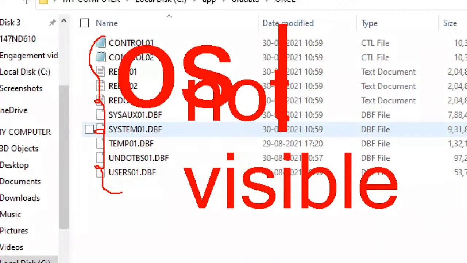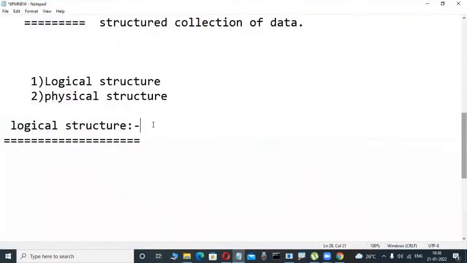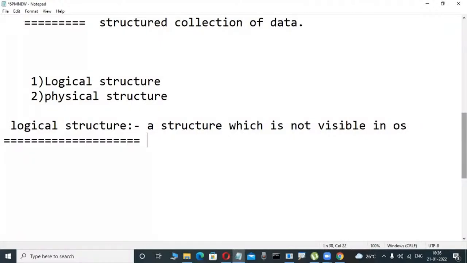That is visible in a database, okay, I agree. But unfortunately, that is not visible in the operating system. That's why now, what does a logical structure mean? Don't write it. A structure, and here I mean the database structure, don't worry. A structure which is not visible in the operating system, in the OS, is called a logical structure, the logical structure of the database.